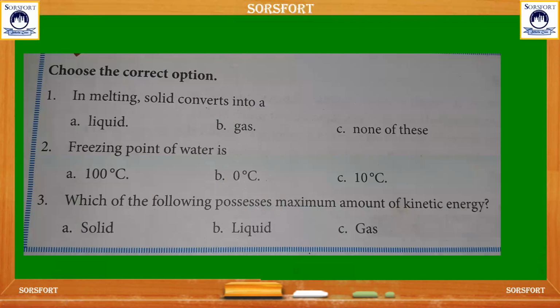Now we will go through a quick exercise. Choose the correct options. In melting, solids convert into a liquid. Correct. The freezing point of water is 0 degrees Celsius. Which of the following possesses the maximum amount of kinetic energy? Gases. Very good, students. Now we will stop for today. In the next session, we will continue with the next processes of change of state of matter. Goodbye, students.